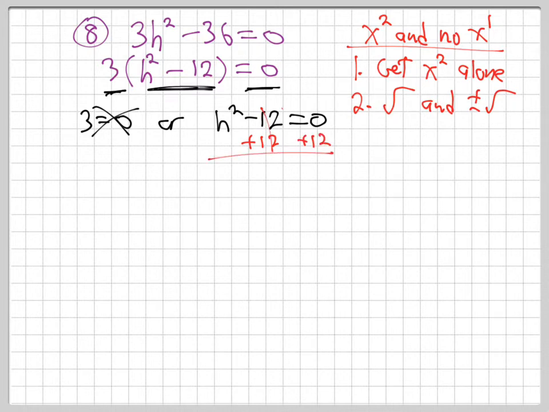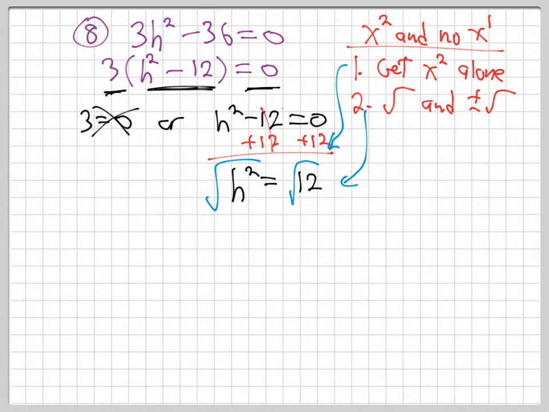And so we get h squared is 12. And now what am I going to do? So step 1, get it alone. Step 2, root. When you put a roof on the house, up and down the ladder, right? Plus or minus on the number side.